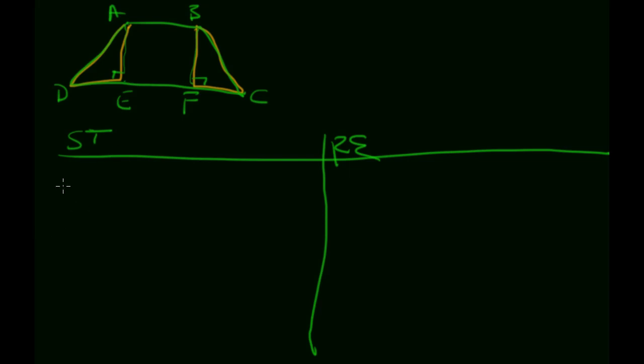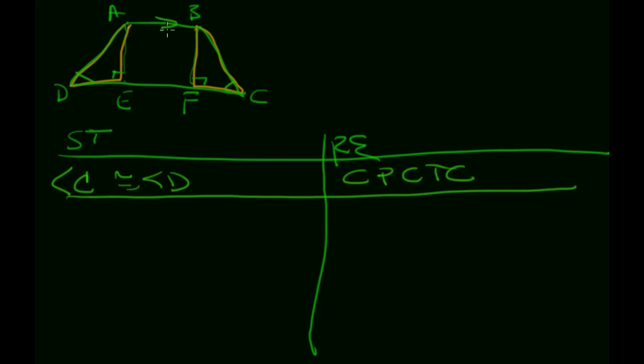That means that angle C is in one of those and angle D is in the other. Those have to be congruent. That's by CPCTC. So that gets me one of the base angle pairs. Okay, and I have to do a little bit of other thinking here. I have to use the fact that the top and the bottom are parallel here.